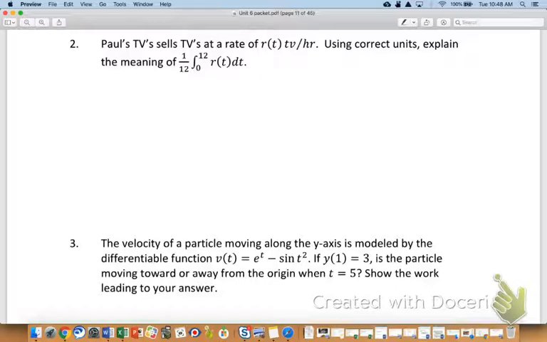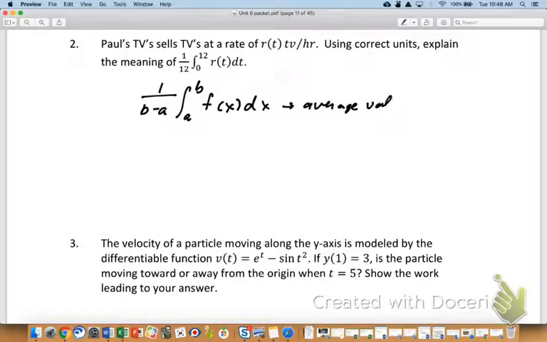Do you guys remember this from day 1 of this unit? 1 over b minus a times the integral from a to b of f of x. You remember that? It's from Unit 6, day 1. So this is the average value of f of x on the interval from a to b. Remember how I said, how do you find an average? And you all said, add up all the numbers. And I said, but wait, you can't add up all the numbers on an interval. So we had to use the definite integral. Do you remember that? So do you see how this is the same thing?